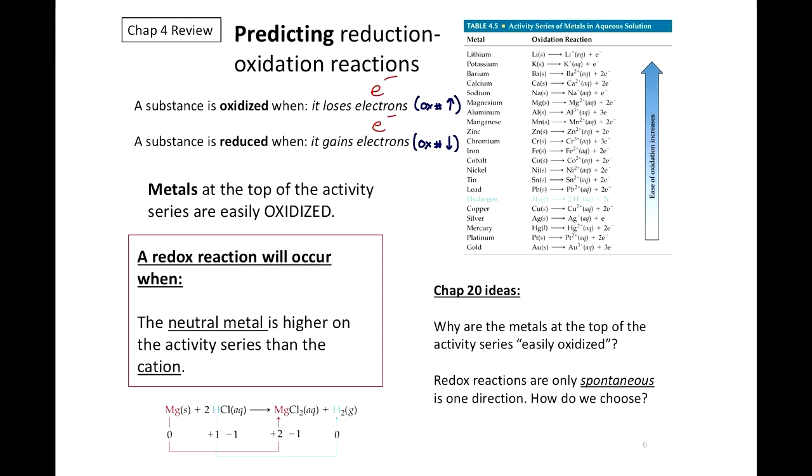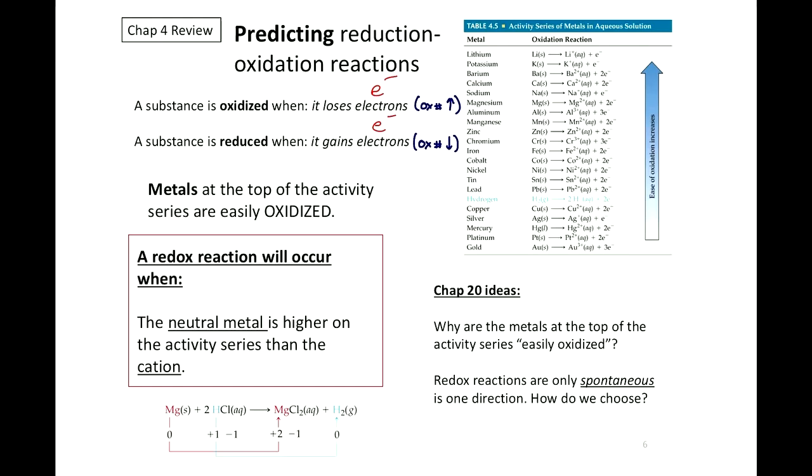Right? So how did we use this activity series from 1210? Well, we said a redox reaction will happen when a neutral metal is higher on the activity series than the cation. Yes, and I told you to go to sleep and say that 10 times. So you did this in lab. You put a magnesium strip in acid. You saw bubbles being formed. That was a spontaneous reaction.